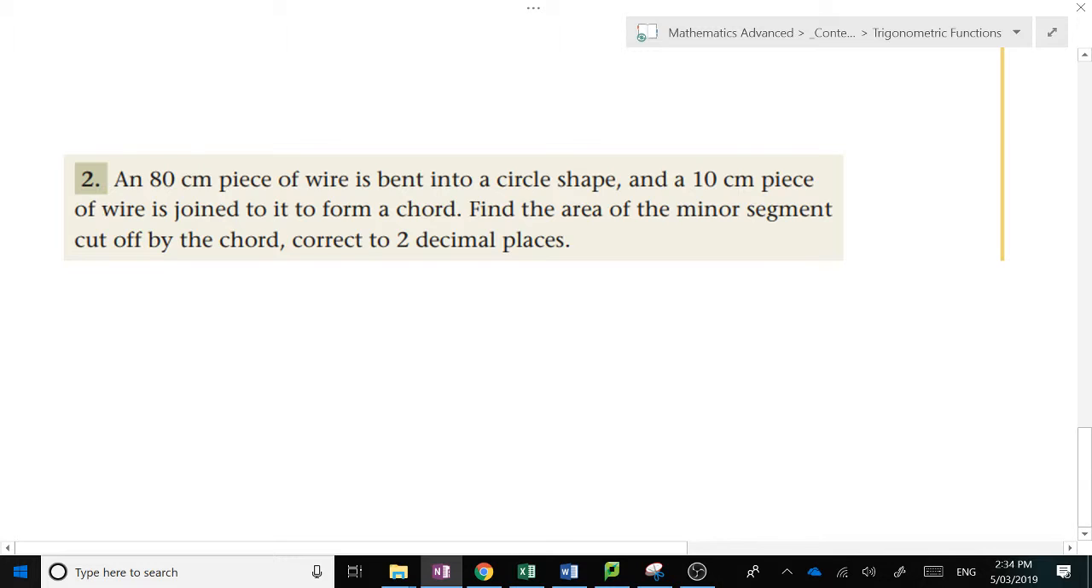Okay, so here we've got another one. We've got an 80 centimetre piece of wire bent in a circle shape. So this whole way around is 80 centimetres. Nice bit of wire, that's a nice circle. And a 10 centimetre piece of wire is joined to it to form a chord. So here that thing is 10 centimetres long. Find the area of the minor segment cut off by the chord.